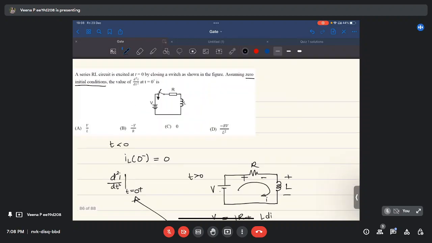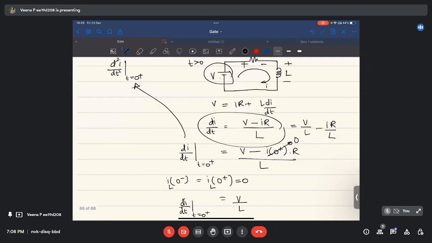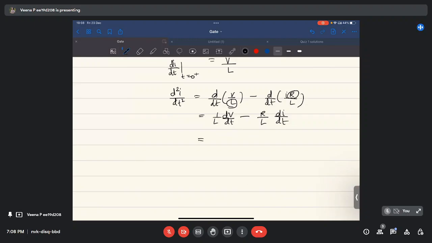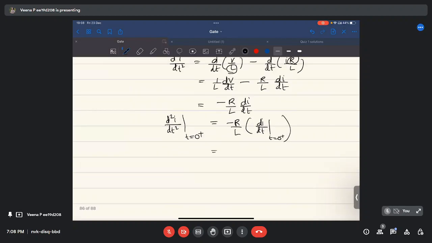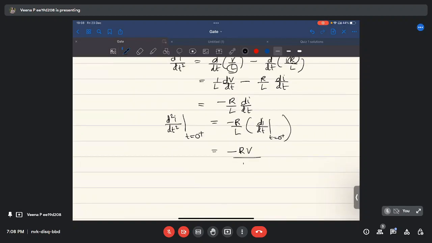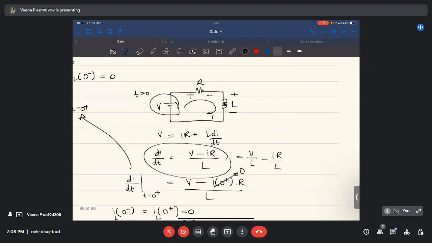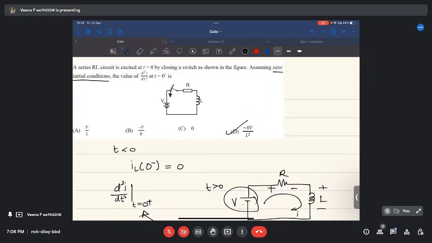Now V is given as a DC source. So dV by dt is 0. So this comes down to minus R by L di by dt. Now we are asked to find d square I by dt square at t equal to 0 plus, which is nothing but minus R by L di by dt at t equal to 0 plus. Now which we already found before, which is V by L. So this is minus R V by L square. Option D is the answer.